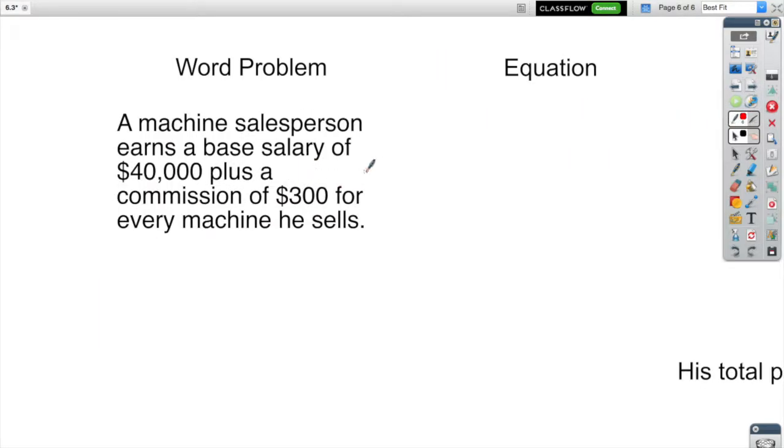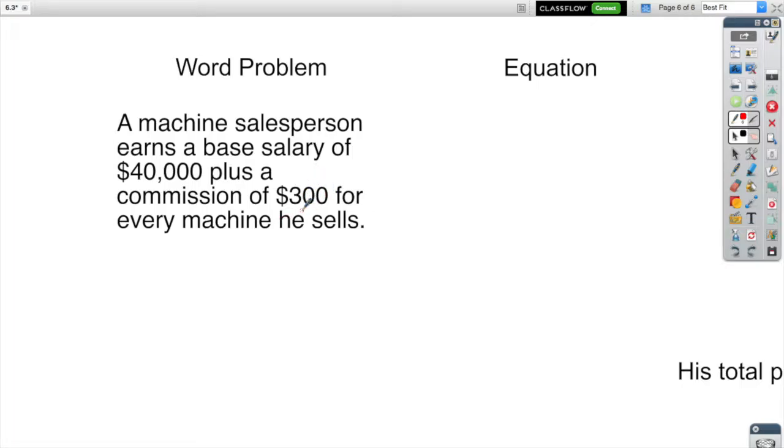Here's another word problem. A machine salesperson earns a base salary of $40,000, meaning that they're making $40,000 a year. Doesn't matter if they sell machines or not. But they do get a commission of $300 for every machine they sell. So it's to their advantage to sell more machines because for each machine they sell, they get an additional $300 in pay.